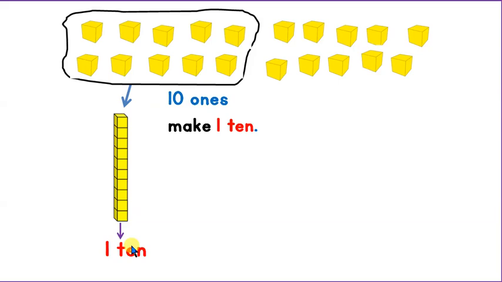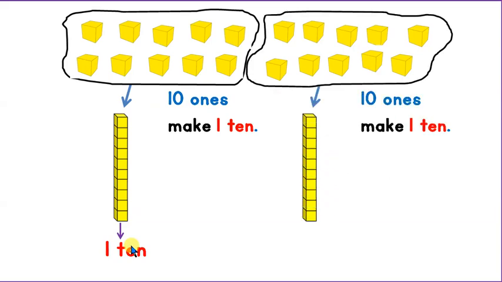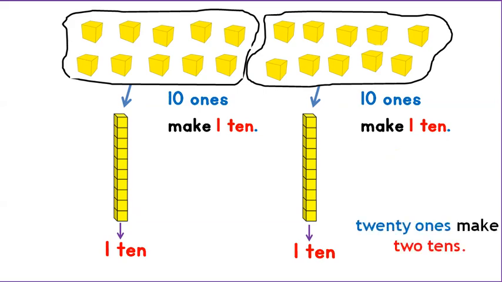It is called 1 ten. Make another group of 10. Now 10 ones make 1 ten. How many ones? Altogether 20 ones. You know 20 ones make 2 tens. 1 ten and second ten. How many tens are there altogether? 2 tens.